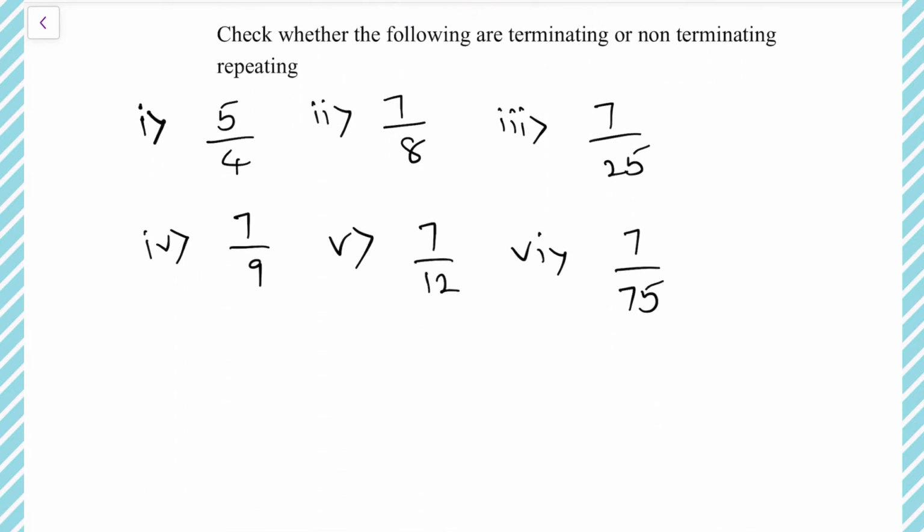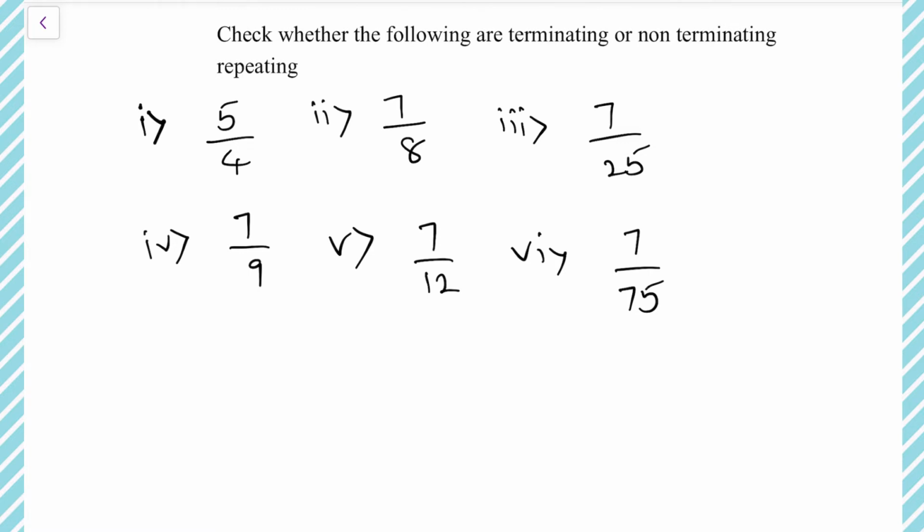Next question. Check whether the following numbers are terminating or non-terminating repeating type of decimals, that is, without actual division. Because very rarely will they give it with division; most of the time they will give it without division only. So that's why we are focusing on without division only.